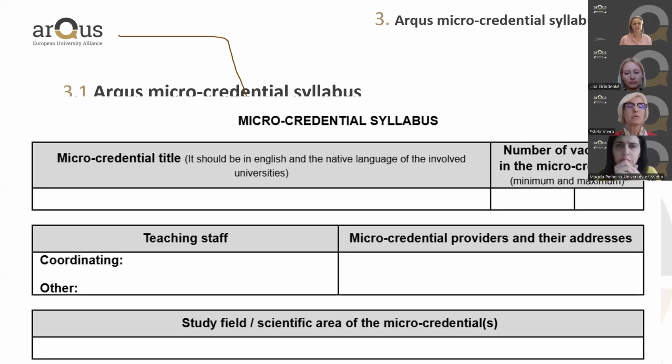So you would start by having a title for the micro-credential and establish the number of students that you want to have in your classrooms. Then each micro-credential should have a coordinating institution, a coordinator, a leading professor, and list the other co-responsible people.